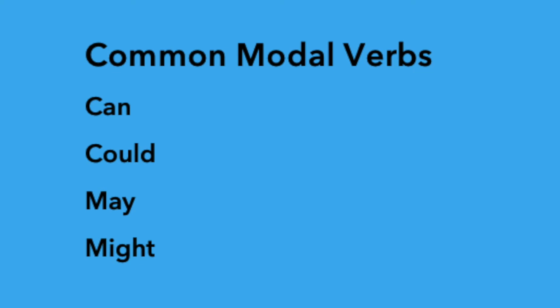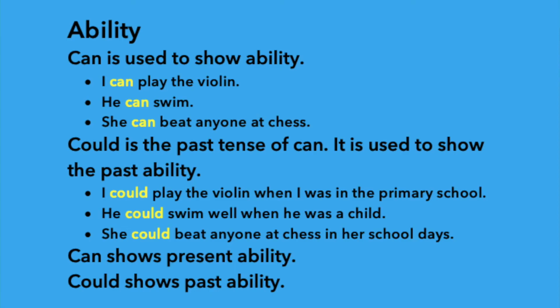What is the difference between can and could? Can is used to show ability. Here are the examples. I can play the violin. It shows his ability. He can swim. It also shows his ability. She can beat anyone at chess. It is showing her ability. All of these express ability.